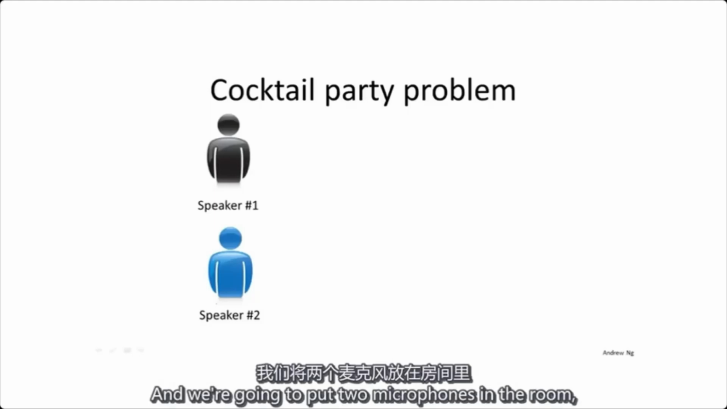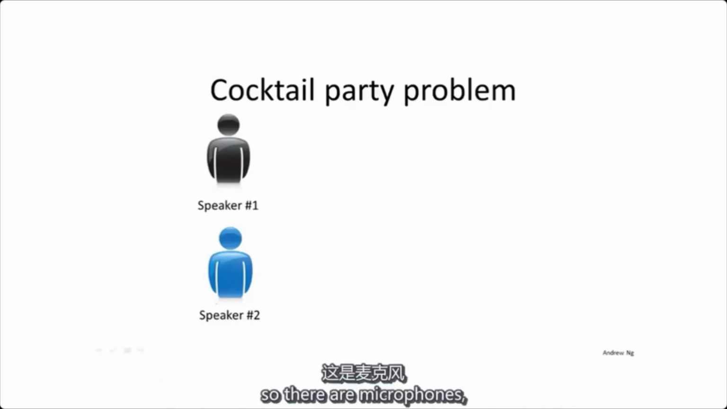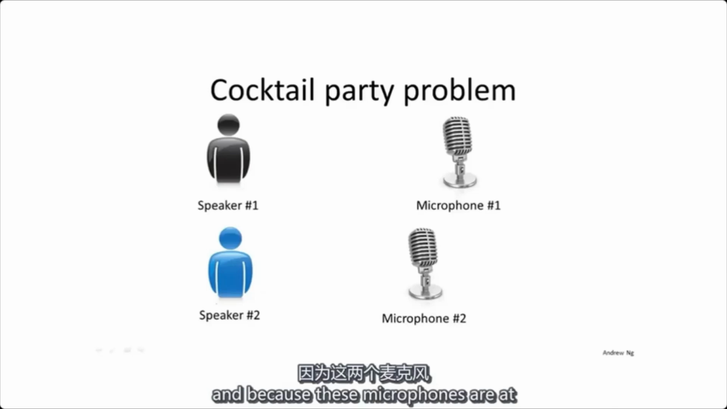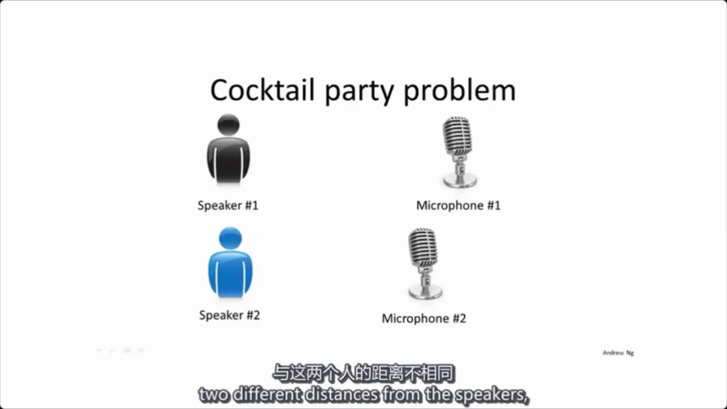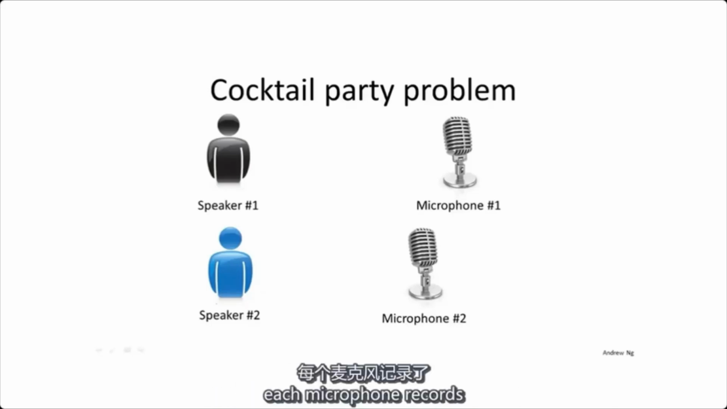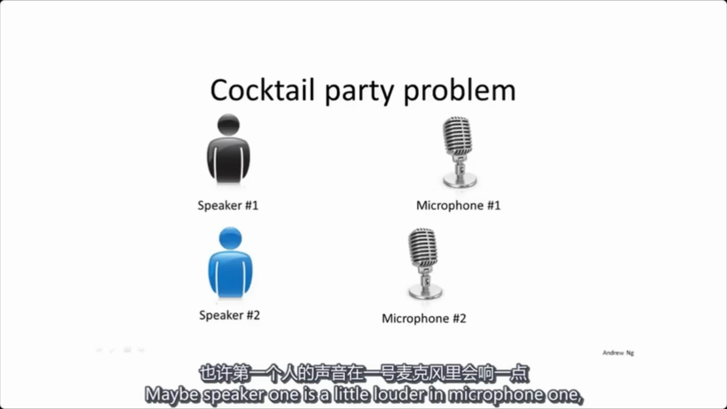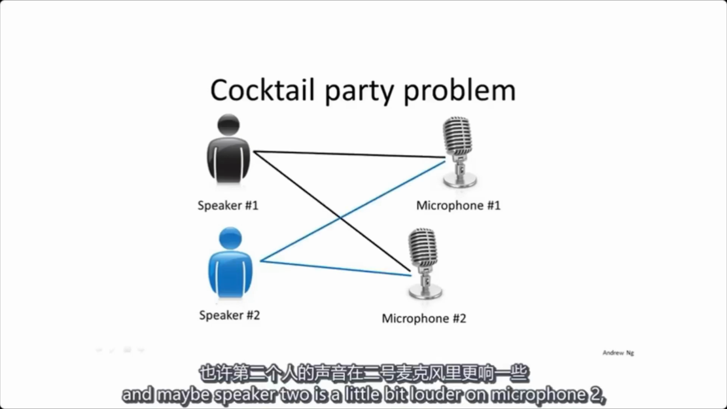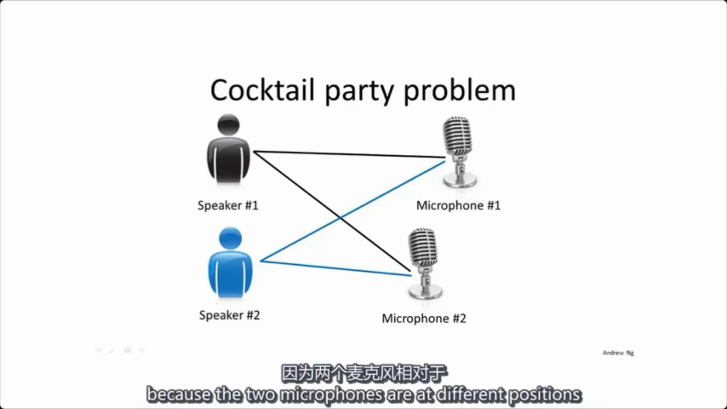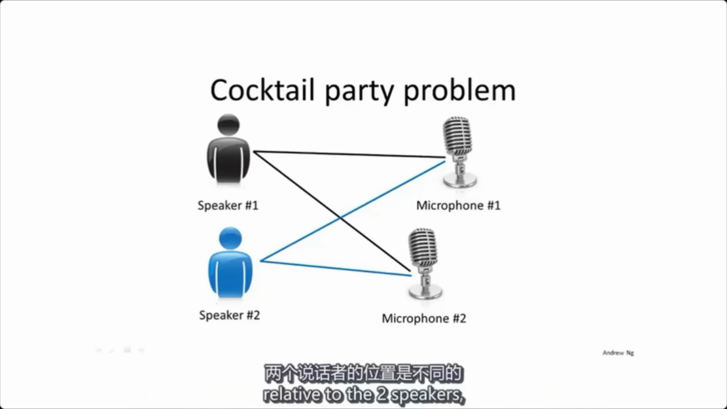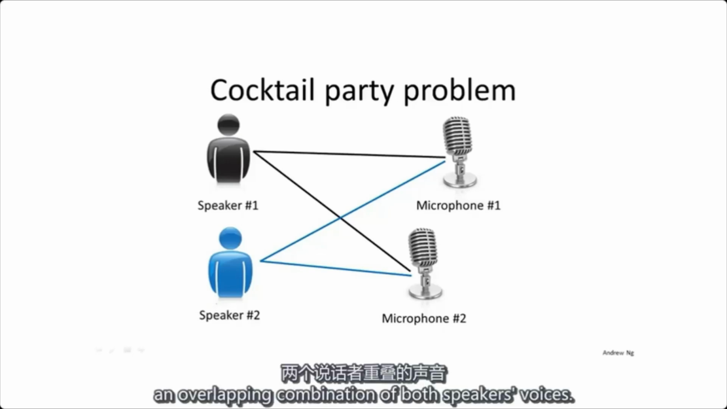And we're going to put two microphones in the room. Because these microphones are at two different distances from the speakers, each microphone records a different combination of these two speakers' voices. Maybe speaker 1 is a little louder in microphone 1, and maybe speaker 2 is a little bit louder in microphone 2 because the two microphones are at different positions relative to the two speakers. But each microphone records an overlapping combination of both speakers' voices.